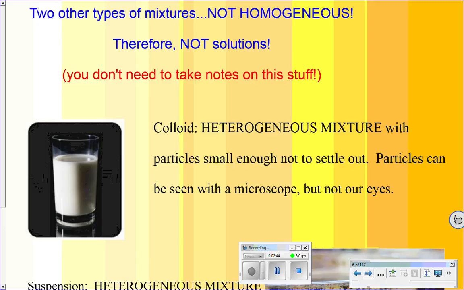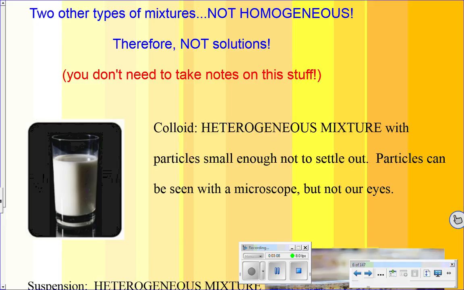This is not in your notes. You don't need to take notes on this. This is something we talked about earlier in the year, so I just want to mention these terms again so you're familiar with them. Solutions are homogeneous mixtures. Here are a couple of heterogeneous mixtures. Colloids have particles that are really small, so they don't settle out, and you can actually see them with a microscope, but not with our eyes.